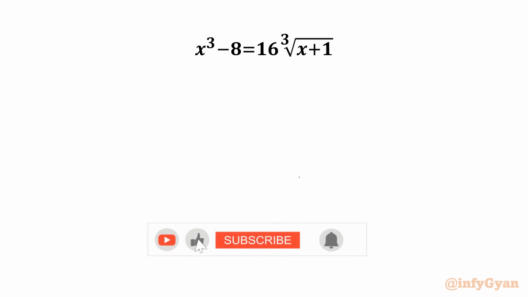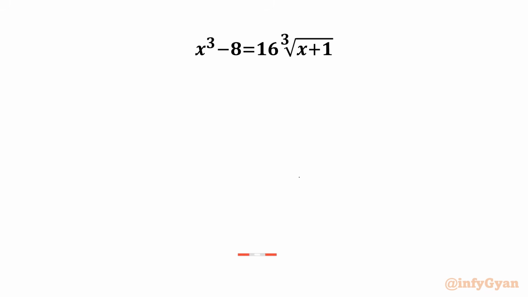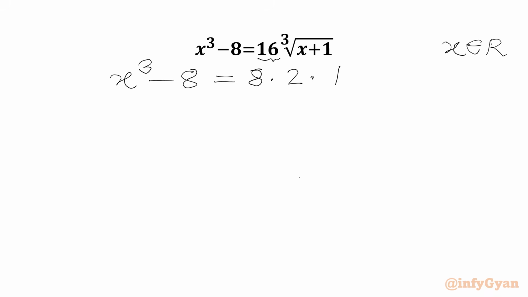Today in this video, we have one very interesting question from Harvard MIT Math Tournament 2017. The equation is x cube minus 8 equal to 16 times cube root of x plus 1, and we are going to find all real solutions. So let's get started by writing our equation x cube minus 8 equal to 16, which we can factor as 8 times 2. Then we'll write cube root of x plus 1.